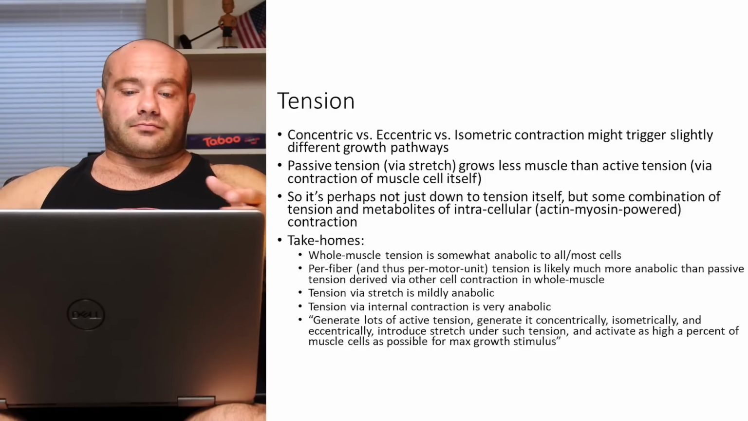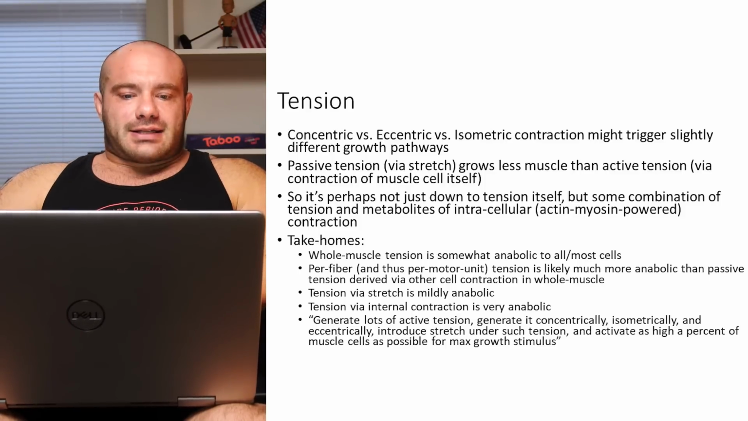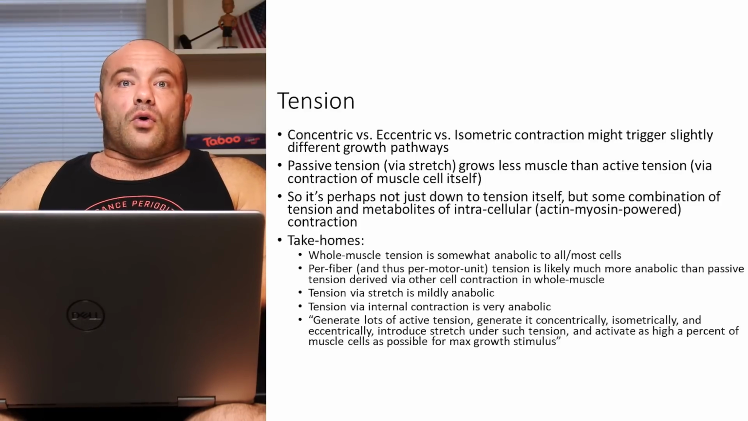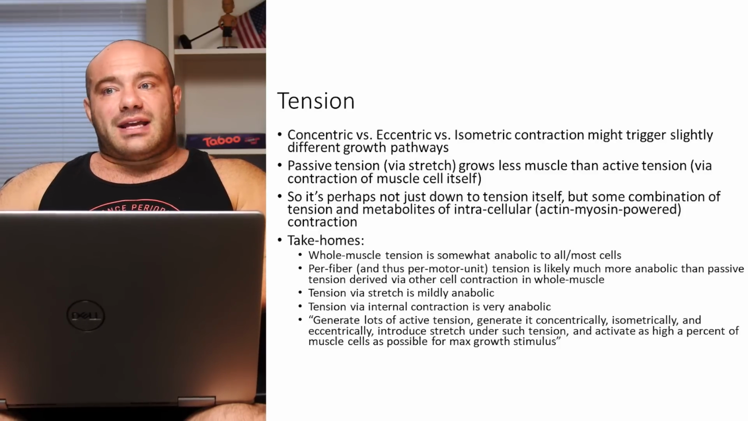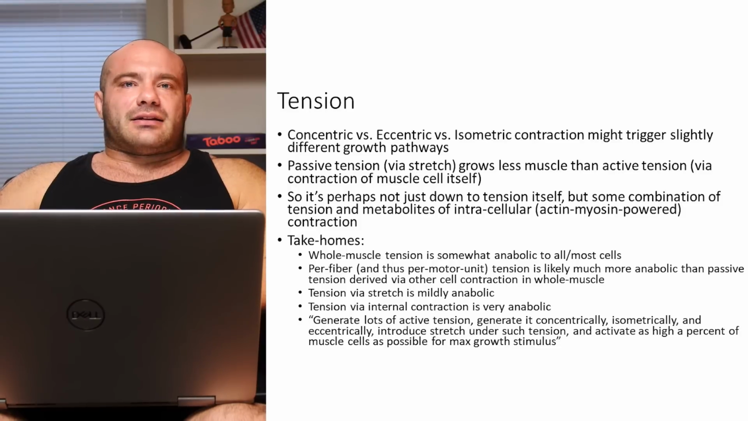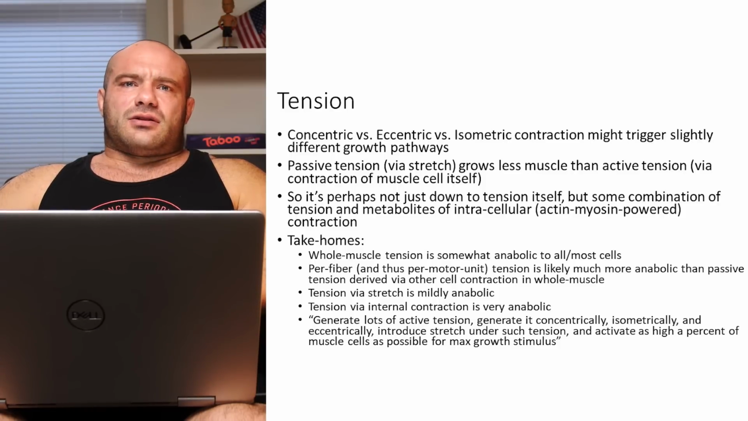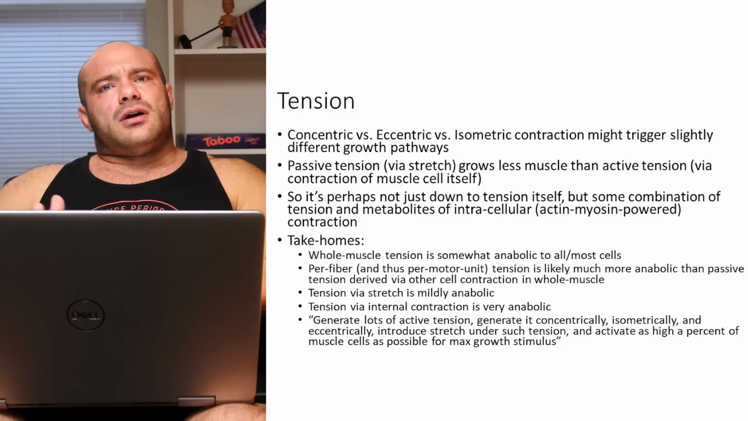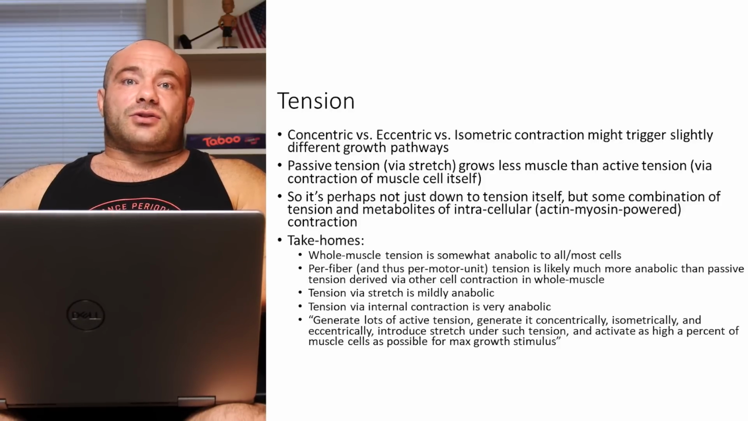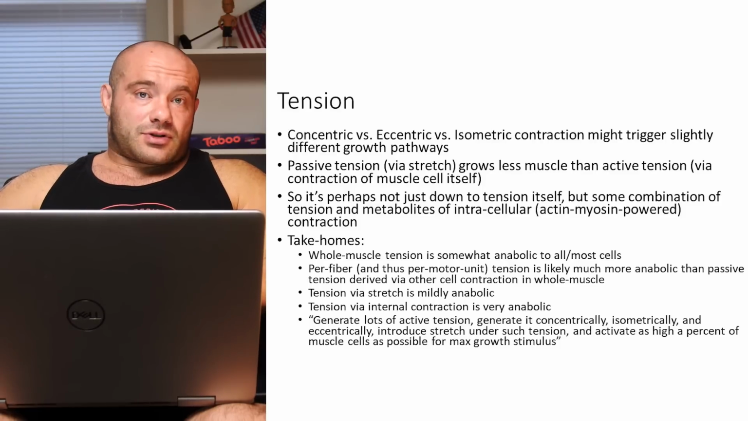So if we take that all together, we have a couple of take-homes on tension. First, whole muscle tension is somewhat anabolic to all or most cells, which means that if you do a stiff-legged deadlift for sets of 8 or something like that, and your whole hamstring is stretching and contracting, there's a chance that some of the cells, or faster motor units, or muscle cells that are positioned to be mostly active in leg curling instead of the hamstring movement you see in hip hinging, are not very active or not active at all. But it turns out that they probably still grow to some extent, just because the whole muscle is generating a huge amount of force through it. So there's something to be said for that.